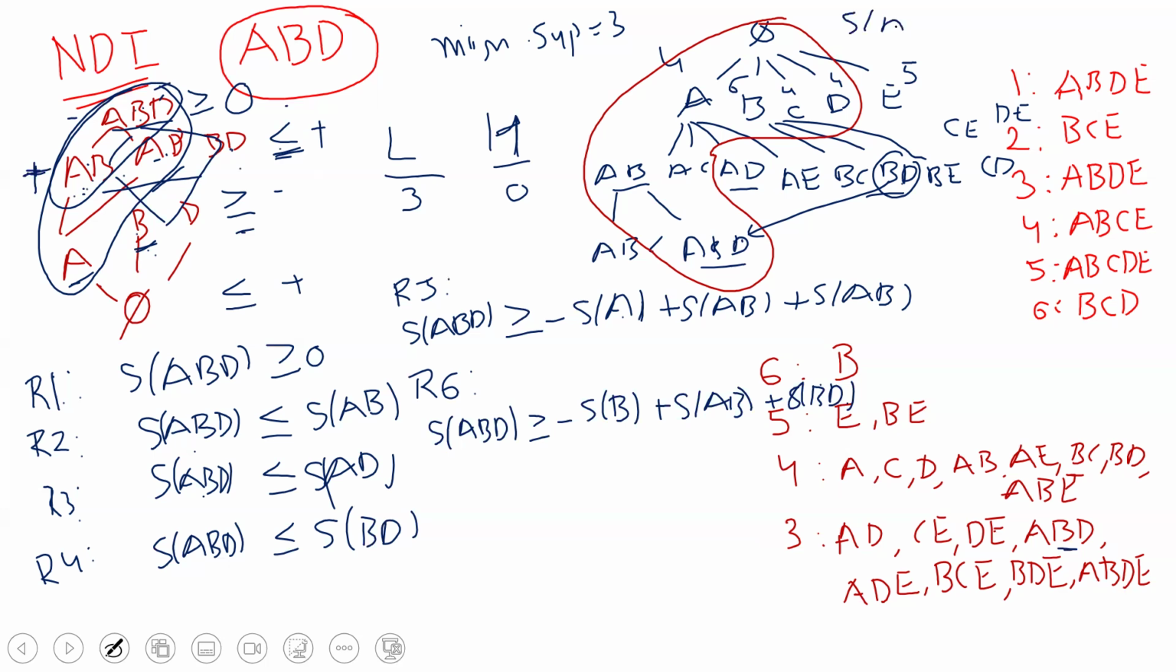S of AB minus S of ABD is greater than or equal to 0, right? Because we start with plus and go on to the end with negative signs. So now when this goes to the other side, S of AB is greater than or equal to S of ABD. That is what happens.